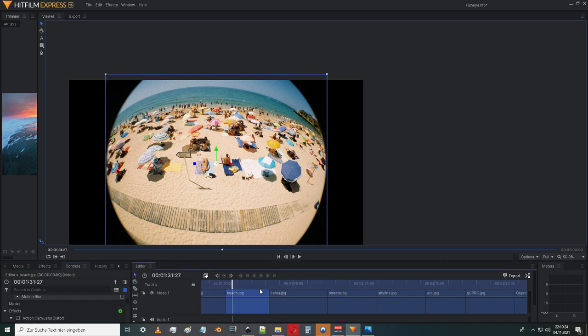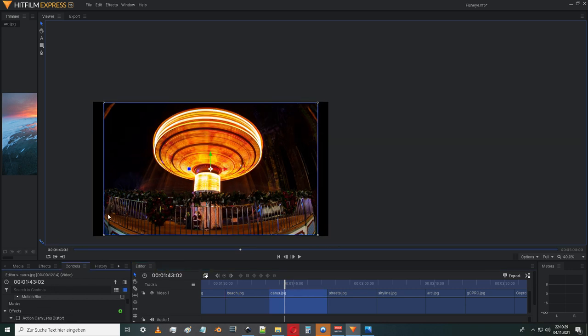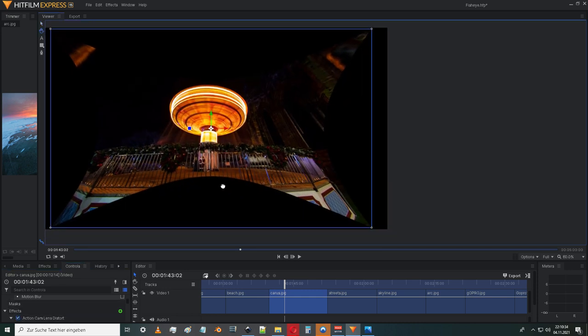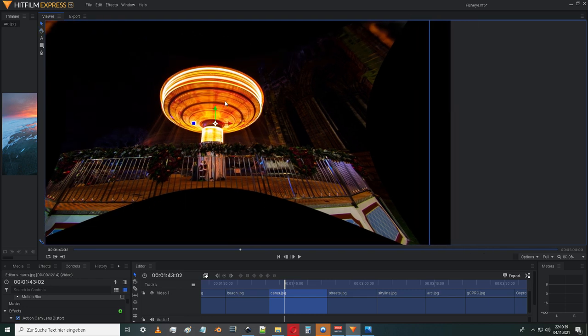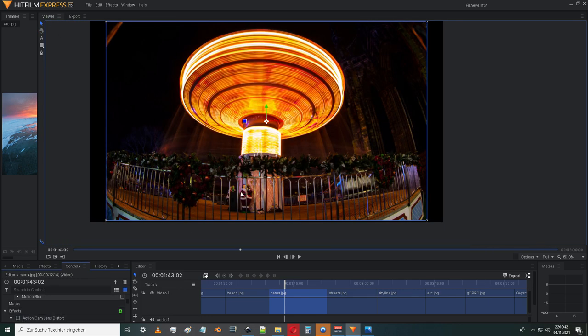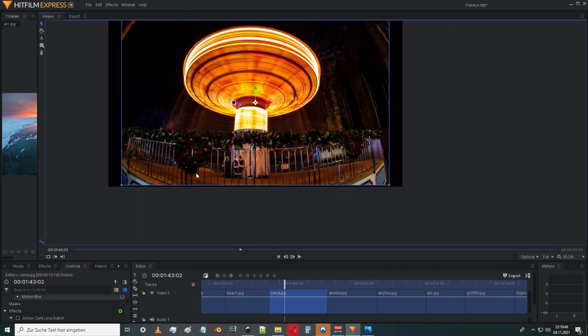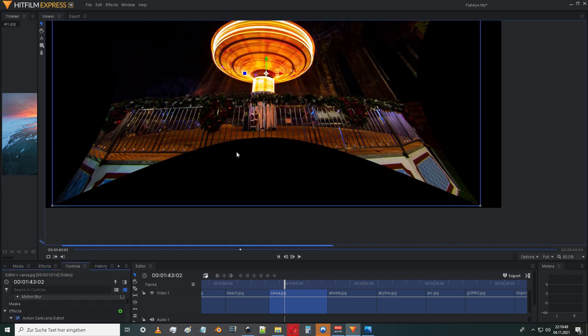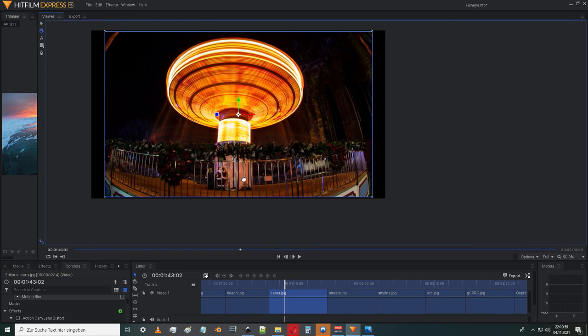So, let's see, carousel. There you see obviously a bending there and there. You see? Now it looks like it should be. Of course, it's weird. It looks normal when you see that, but if you see the real thing, you notice the difference. But that is how it really should look. But it's hard to tell if you don't have the reference.